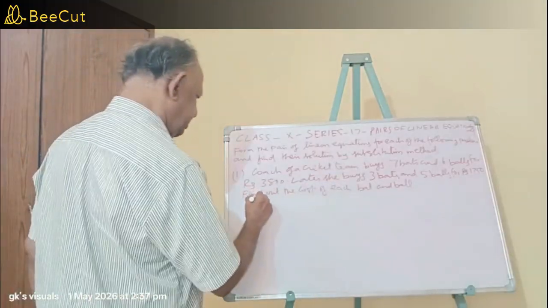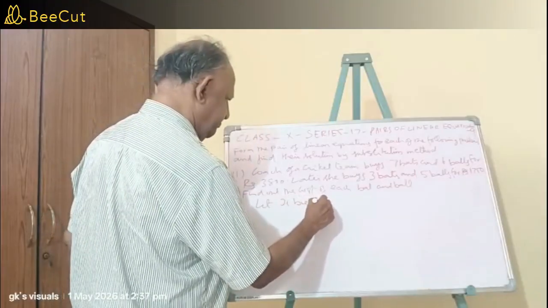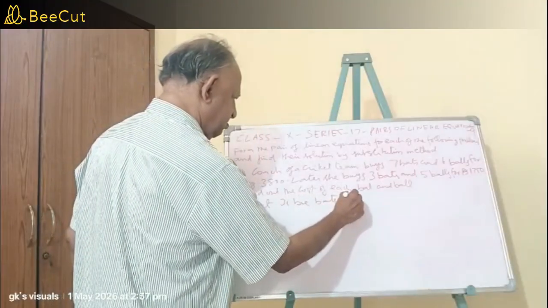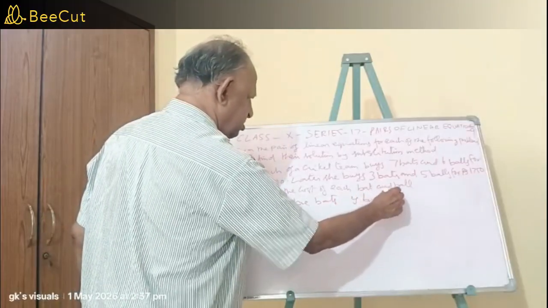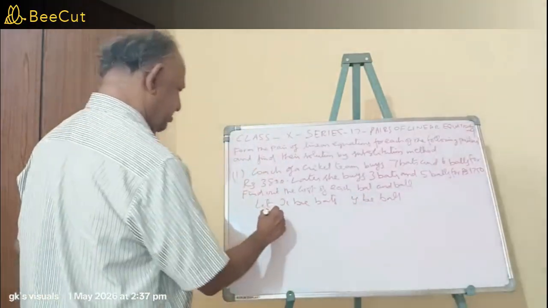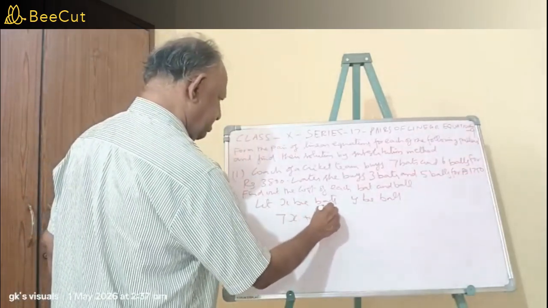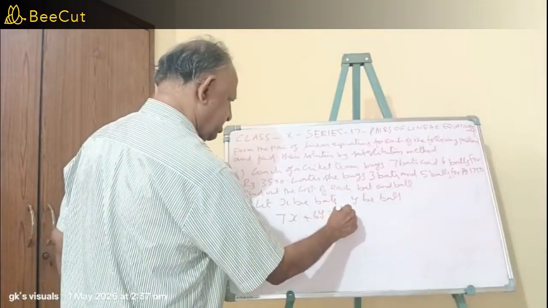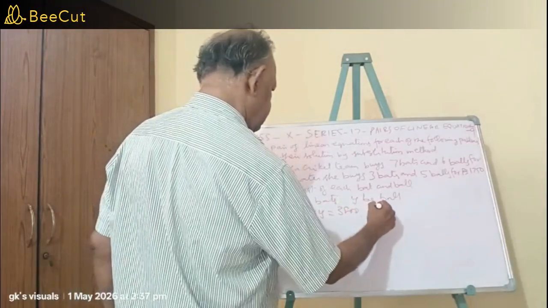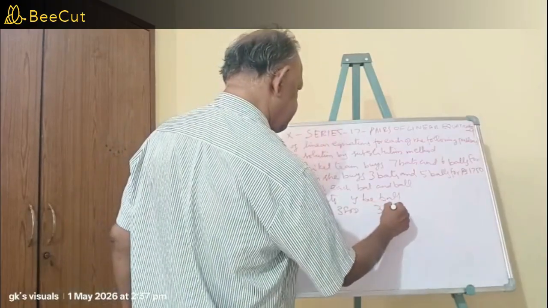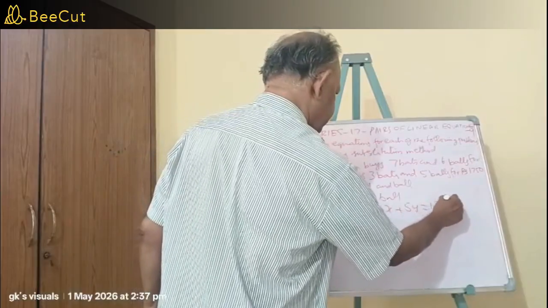Let x be the number of bats, y be the ball. The first equation is 7x plus 6y is equal to 3,800. The next equation is 3x plus 5y is equal to 1,750.